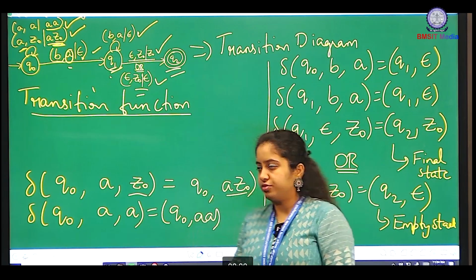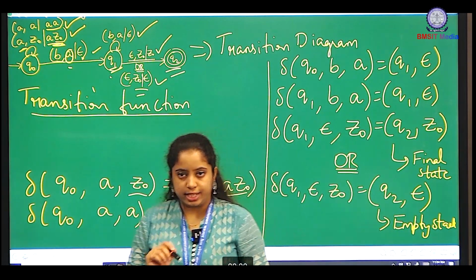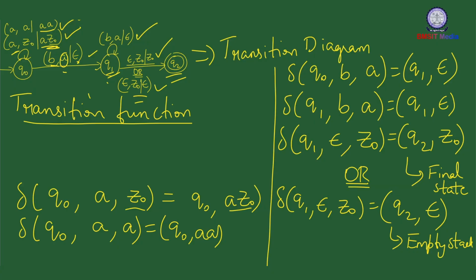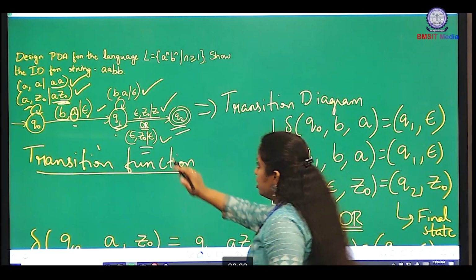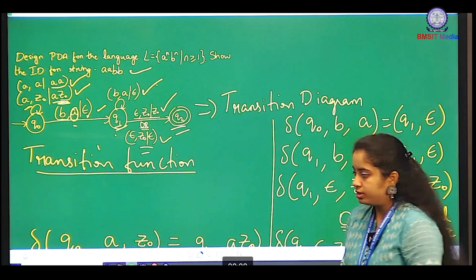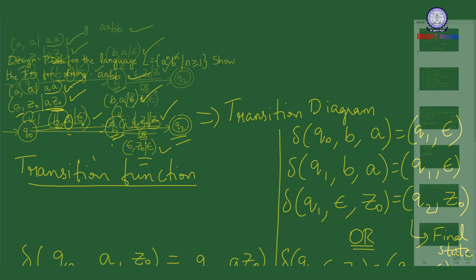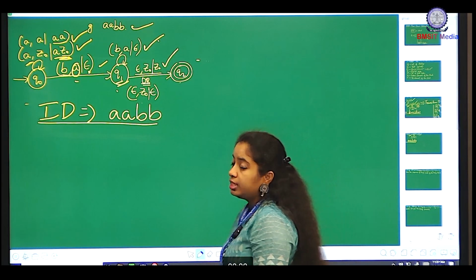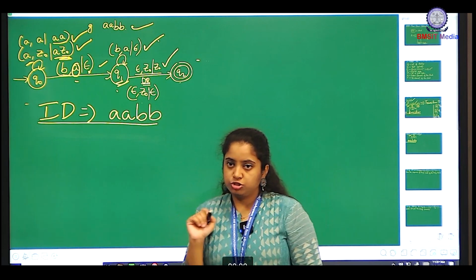So, this is the transition function for the PDA which we have designed for the language a power n, b power n such that n is greater than or equal to 1. In the question it is even mentioned to write the instantaneous description for AABB. So, we will see how to write the instantaneous description for AABB. Now we shall write the ID for the string AABB. How to write it?